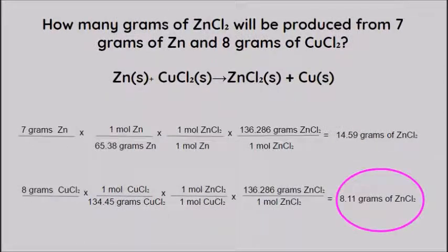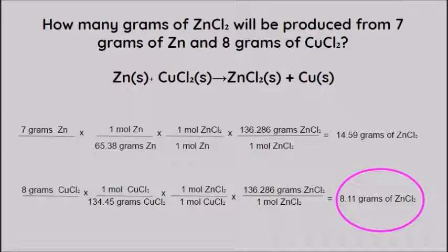Which answer is lower, 8.11 grams? This means that copper chloride is the limiting reactant because it produces a meager amount of 8.11 grams of zinc chloride compared to 14.59 grams of zinc chloride produced by zinc, which means that copper chloride will run out before zinc in this specific reaction.